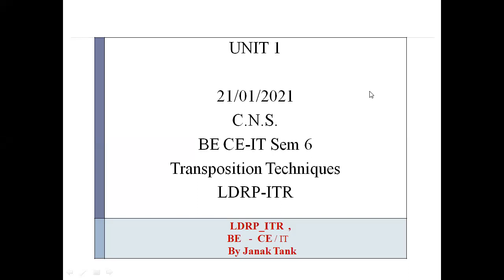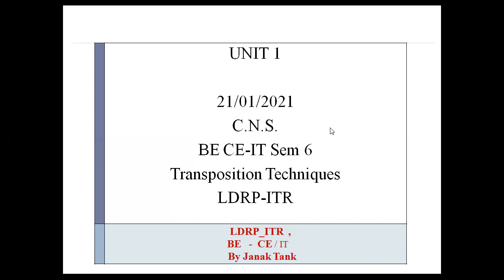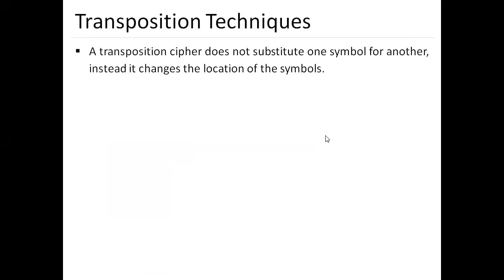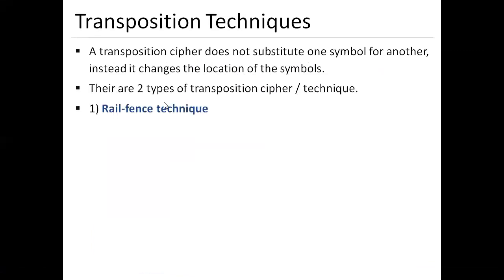It is not completely safe, but it is well known for primary level ciphering. In the transposition technique, the transposition cipher does not substitute one symbol, that is one character, for another. Instead, it changes the location of a symbol or a character. There are two types of transposition ciphers, that is rail fence and columnar technique.